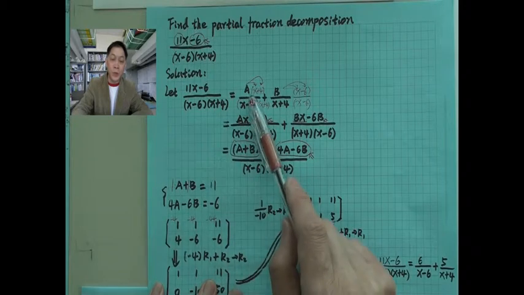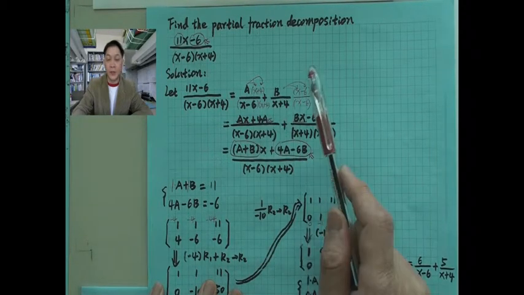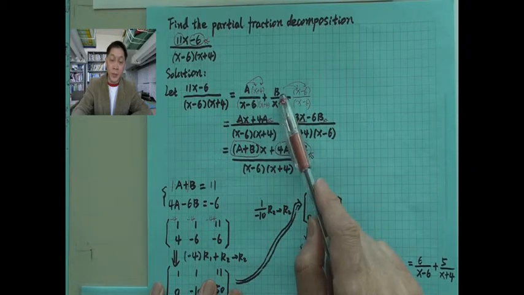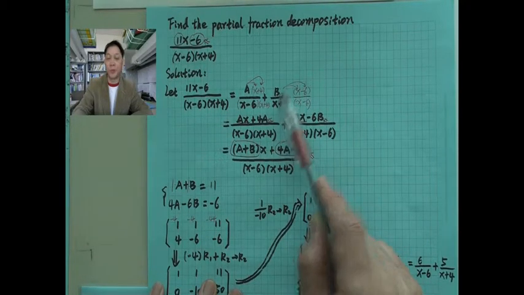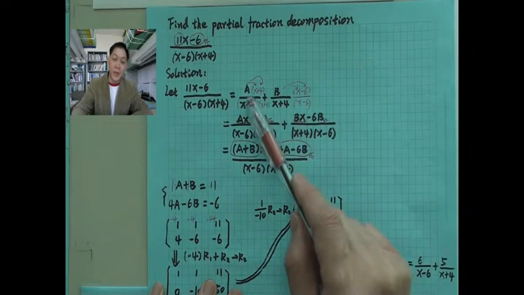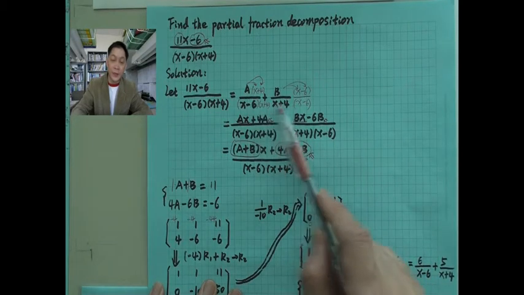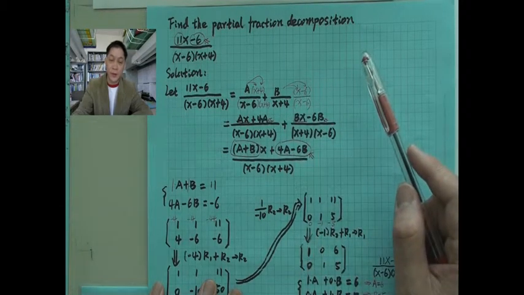And remember, we don't know A and B. That's what we need to find out. Here A and B are constants. So if we don't know them, we assume they are A and B, and then let's add those two fractions together to see what we get.